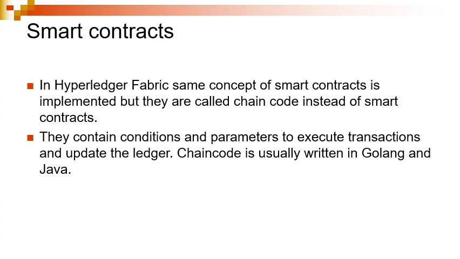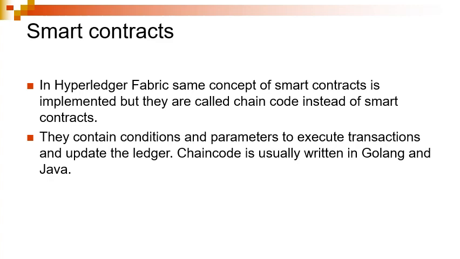So this chain code will check whether the business agreements are met or not, whether the agreements are satisfied or not. If the agreements are satisfied, if the business conditions are met, then the chain code will allow the transactions to proceed further. So these smart contracts are nothing but chain code. Chain code contains conditions and parameters to execute the transactions and to update the ledger. Chain code is usually written in Golang and Java.